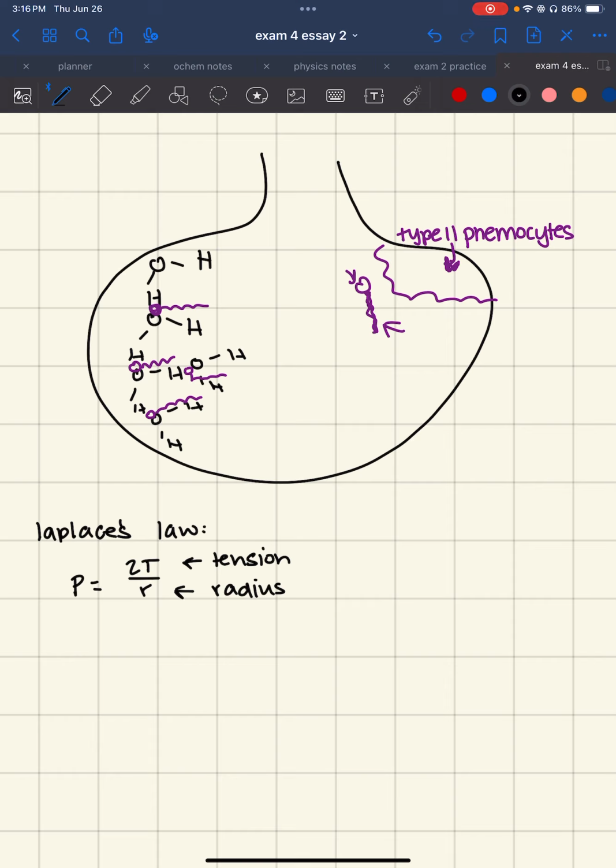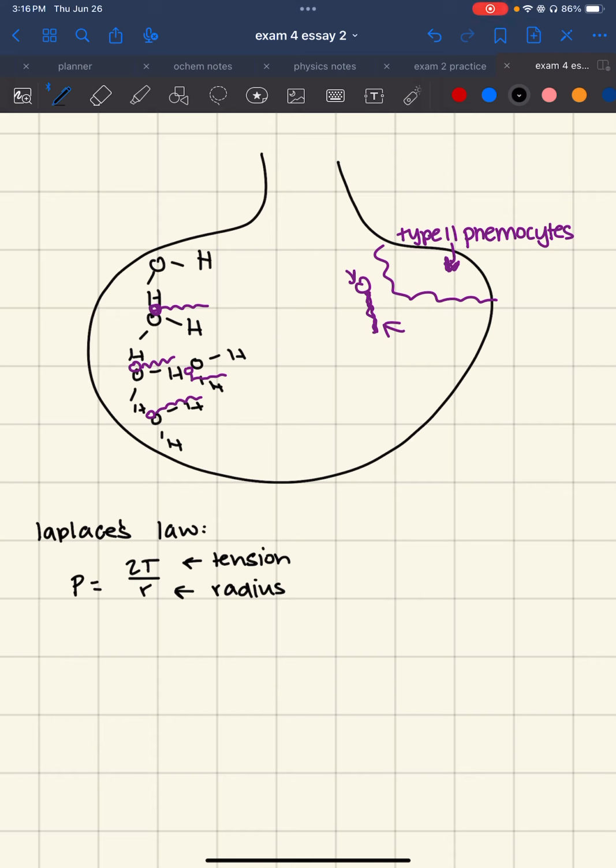Actually, if the tension is low, meaning we have a lot of surfactant, the pressure will be lower. If the tension is high, meaning we don't have a lot of surfactant, the pressure will be higher, right? So these are all things where we could have something go wrong in the lung and you have to figure out what's happening and why.